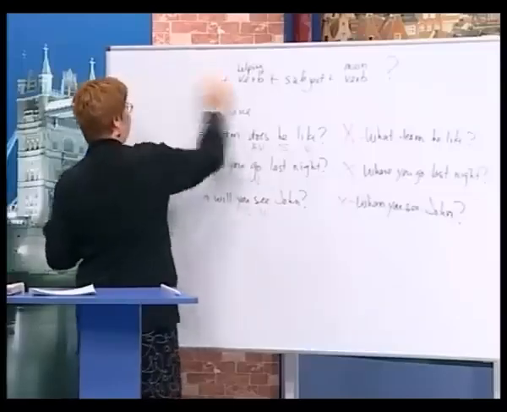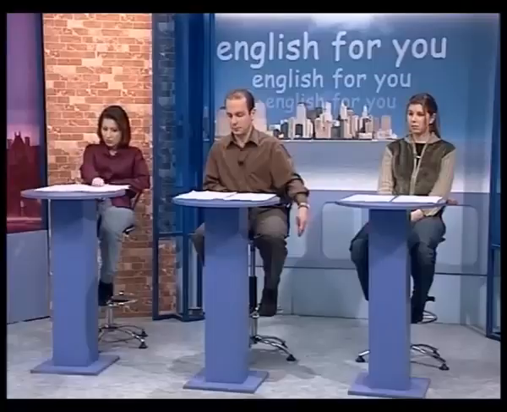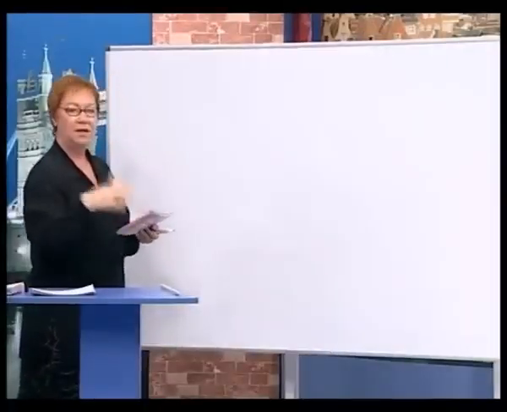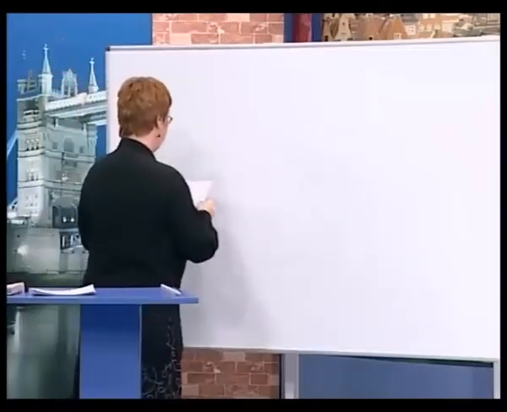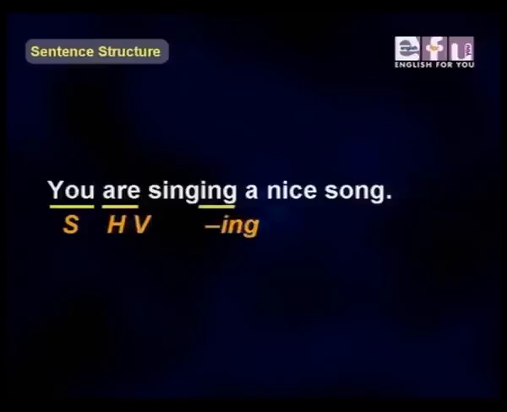Now, let's look at the present continuous. With the present continuous, the subject usually comes first, and then the helping verb. So, now, we can say the subject plus the helping verb plus the verb-ing. You are singing a nice song. So you've got subject, helping verb, and the ing verb.